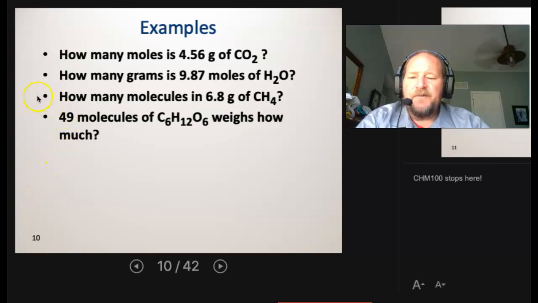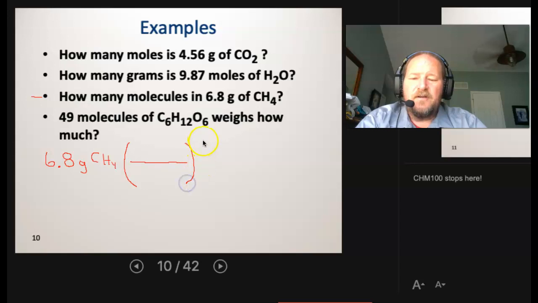So for this number 3 here, we have 6.8 grams of CH4. We want to figure out molecules. So that's going to be 2 steps again. So I'm going to make my brackets. It looks like my internet is slowing down again. It was doing so good there for a while.